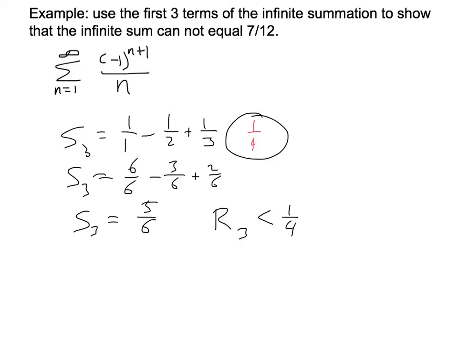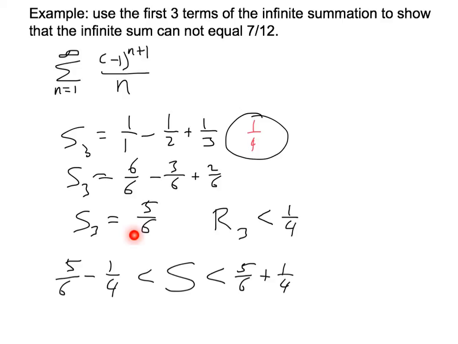And what that means is that the real value of the infinite sum has to be less than 5/6 plus 1/4, and it has to be greater than 5/6 minus 1/4. Again, imagine that this is my approximation. I can be at most 1/4 above that, and at most 1/4 below that. So the infinite sum has to fall somewhere within that range, right?